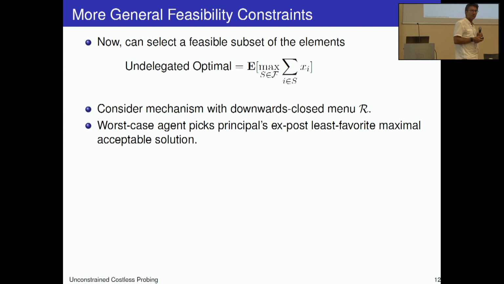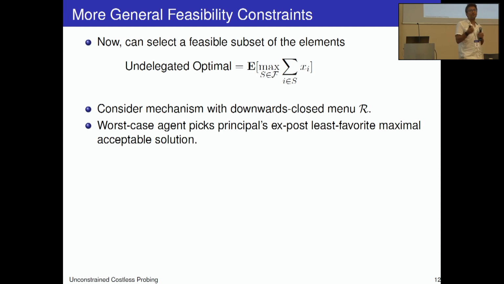Yes? Just to make sure I understand, but with downward closed, they could just pick very few items, right? Correct. So won't they always do that, like pick just one item or something? They would always pick a maximal thing on the menu because the agent's utility is non-negative for every element. So you look at the menu, look at the maximal sets in the menu, and they'd pick the worst one of those.